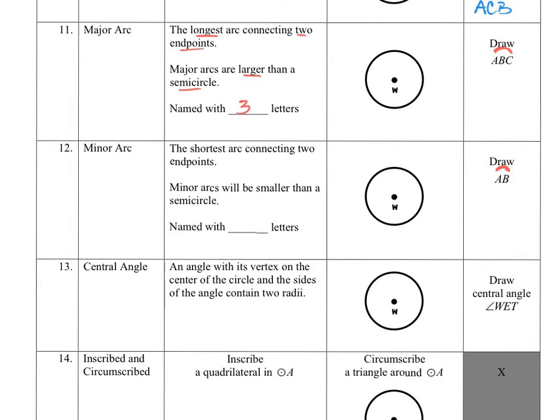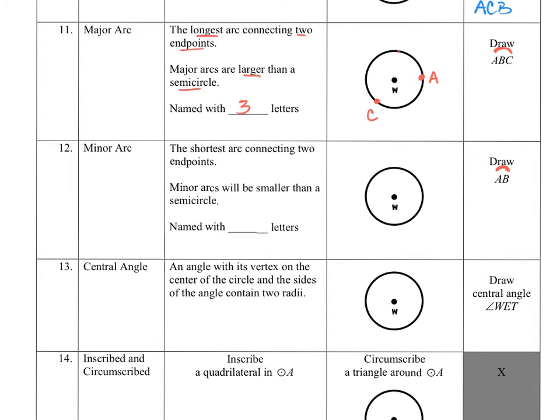Now, I want this one to be major. So I know A and C are going to be the endpoints. So I'm just going to pick 2 points, A and C. And if this is A, B, C, this major arc, since the major arc is the longest way around between those 2 points, it has to go from here to here.